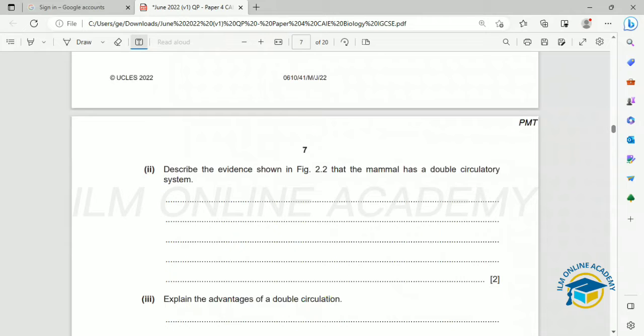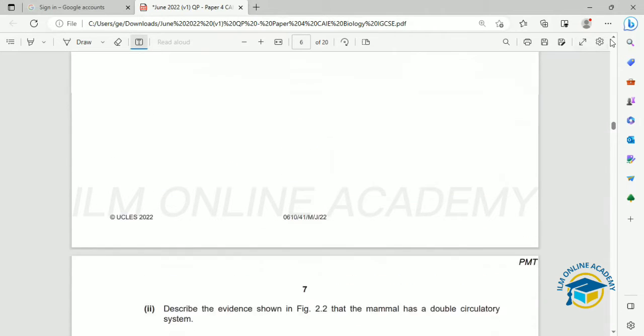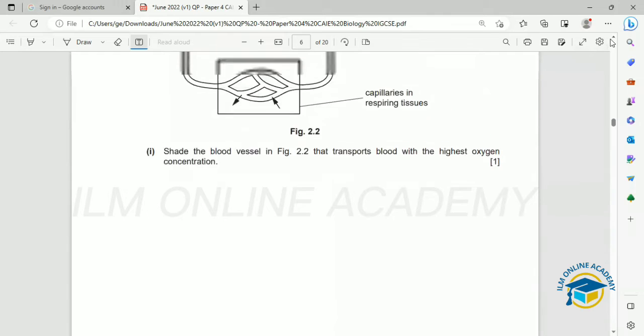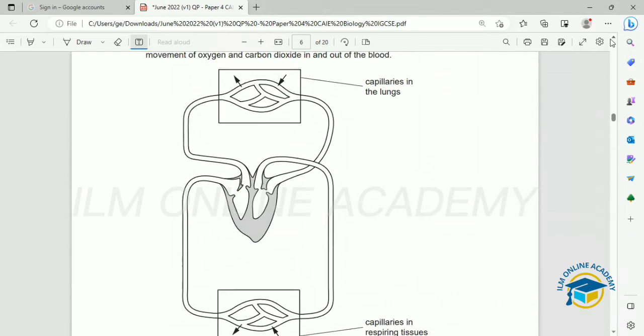Then describe the evidence shown in figure 2.2 that mammal has a double circulatory system. So mammals have a double circulatory system and we need to see the figure. Remember that what we are going to write is just that your heart has got two sides. You can see that here. Heart has got two sides, left side and right side. And these two sides are separated through a wall that is septum.